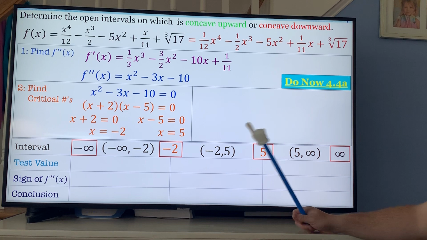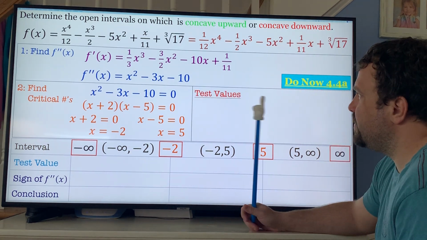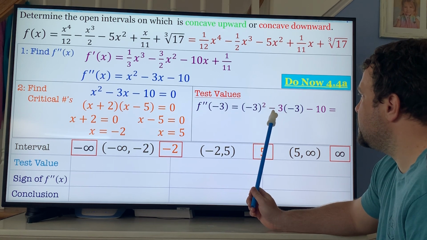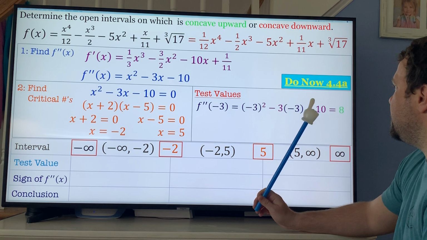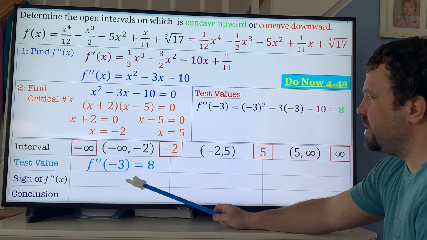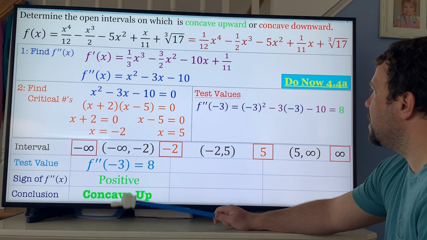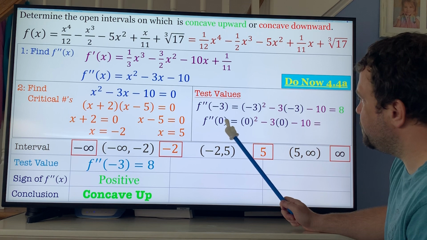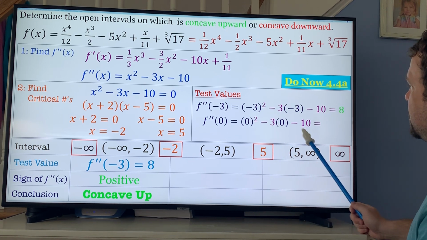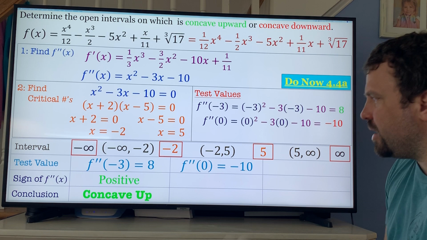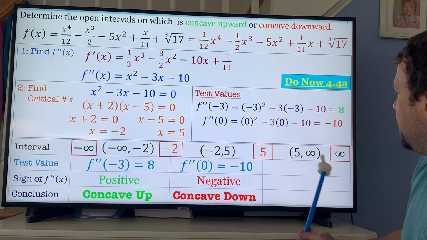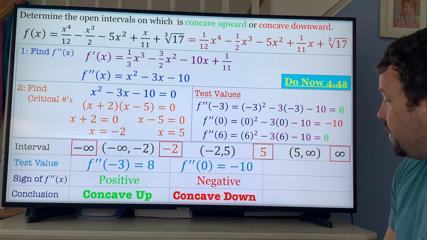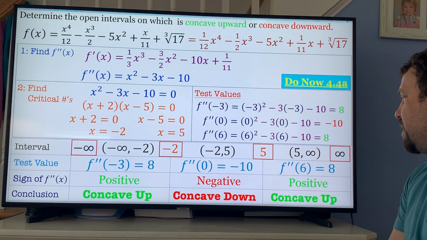Got it so far? Now, test value, negative 3 would be a good test value, right? So when I type in negative 3, you got 9 plus 9 is 18, minus 10 is 8. 8 is a positive number. Positive numbers are concave up. That's easy enough. All right, let's do another one. F of 0, 0 squared, 0 minus 10 is negative 10. Negative numbers are concave down. What about 6, right? Yeah, 36 minus 18 minus 10 is 8. 8 happens to be a positive number, and positive numbers are concave up.